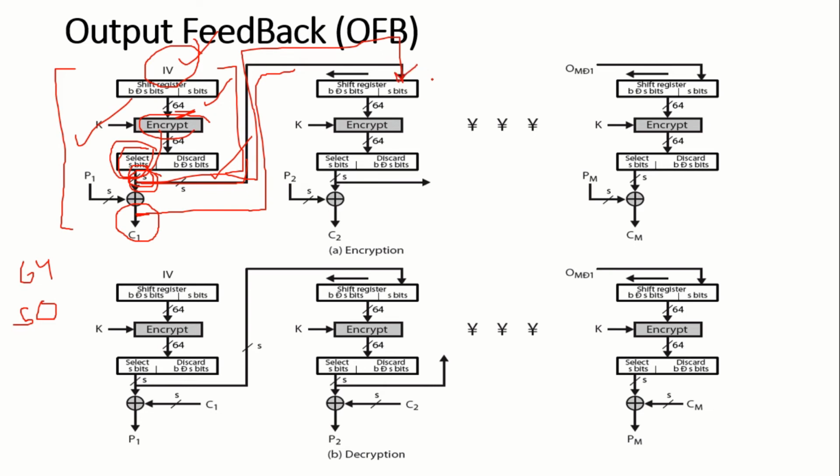Then again, this shift register will be shifting the contents of this register, which is this initialization vector, and we will use it as it is. It will shift its contents left by S bits, and in the positions that remain we will be copying these S bits over here in this register.